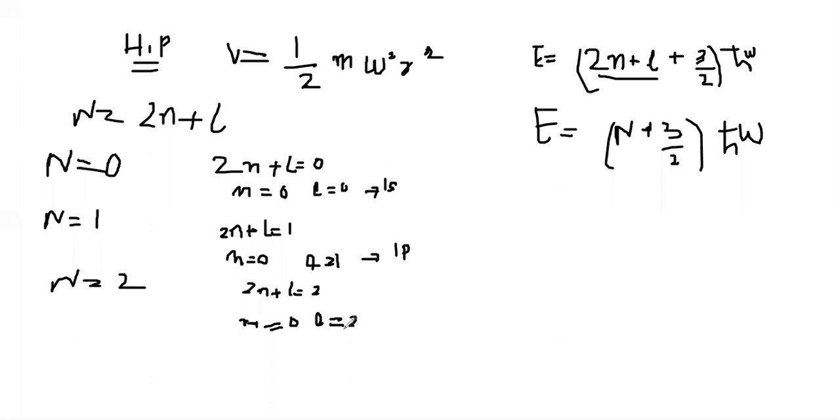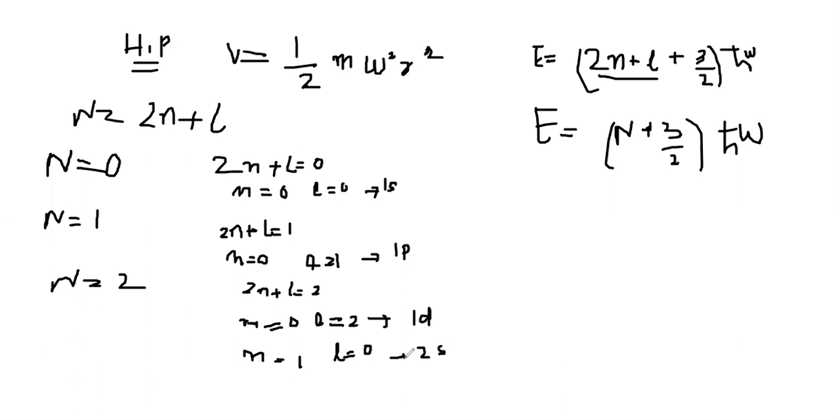Okay, is there any other possible combination? We can say n is 1 and L is 0. This may also be a possible combination. So this refers to n equal to 0, which means it is 1d, L equal to 2. And this is n equal to 1, which means it is 2s.